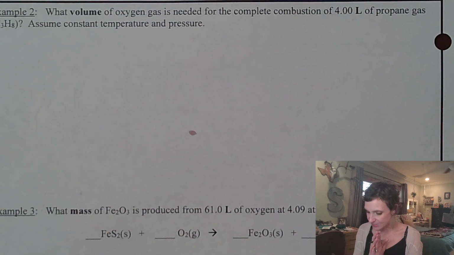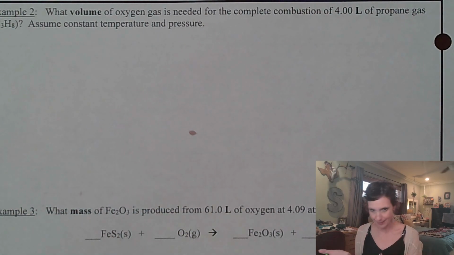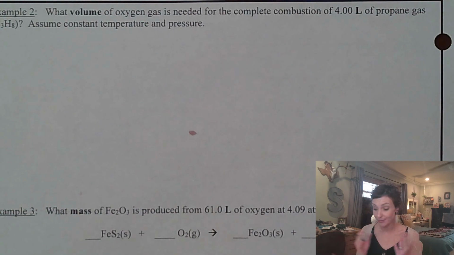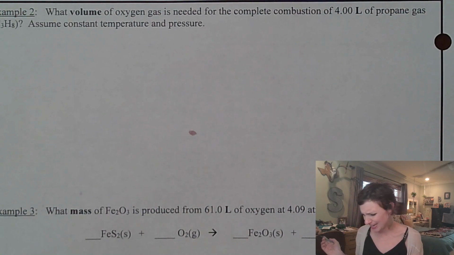Okay. It says, what volume of oxygen gas is needed for the complete combustion of 4 liters of propane gas, blah, blah, blah, blah. So they're already talking about a chemical reaction going on, and they're asking me math questions around a chemical reaction problem. So I first have to put down the chemical reaction, or else it is no good for me. Well, what are they doing here? Oxygen gas is needed to combust propane gas.